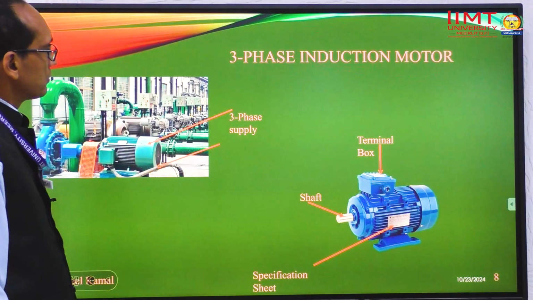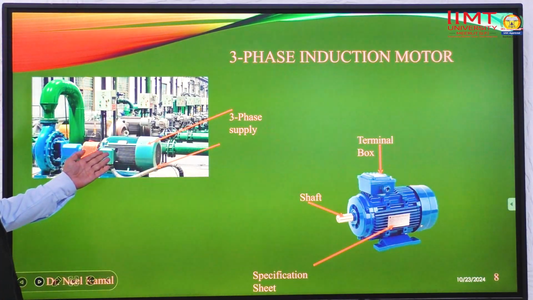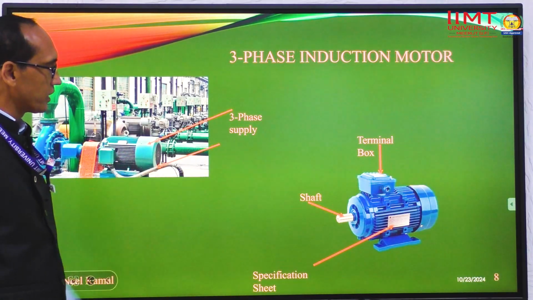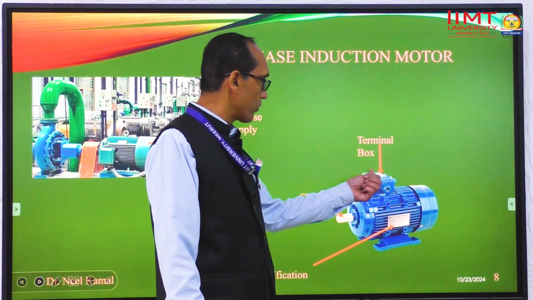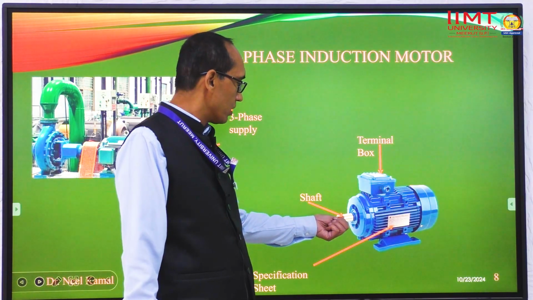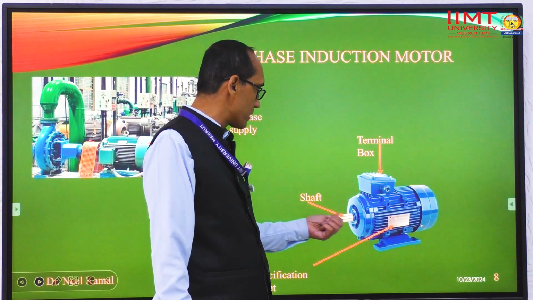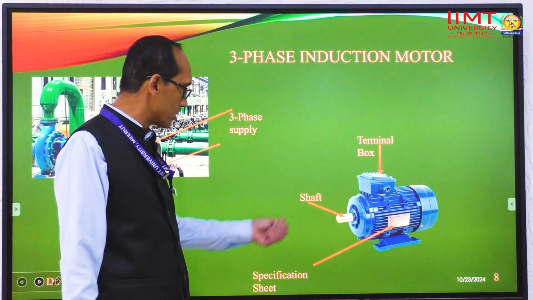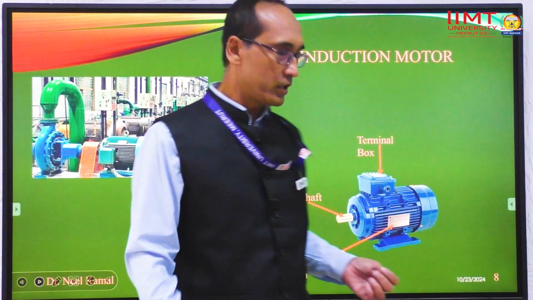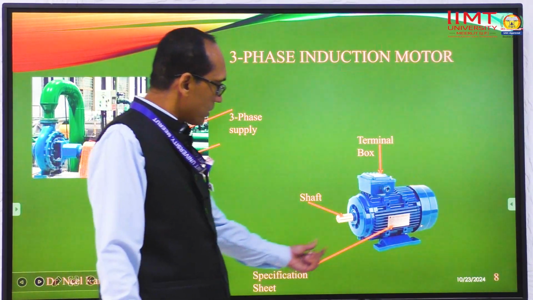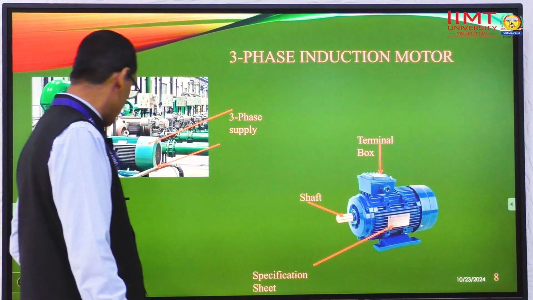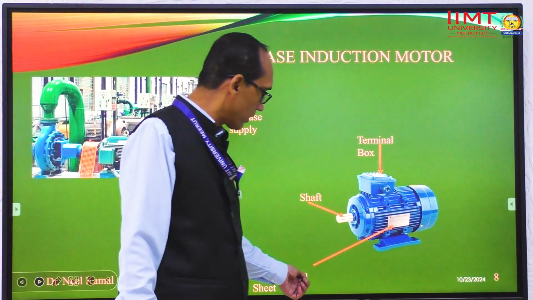General construction part: this is the induction motor we are using. You can see the look of a three-phase induction motor, in which we have the terminal box here, and this is the rotating part. This is coupled with the rotor part. This is known as the shaft part, on which we have the pulley or gearing arrangement. And this is the specification sheet, in which some information has been written.